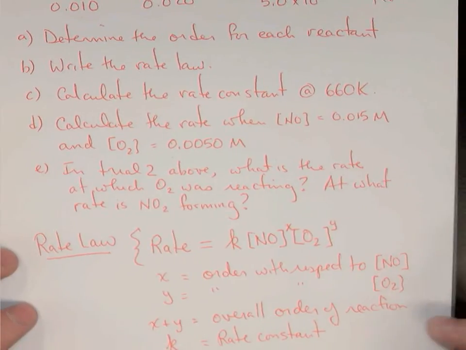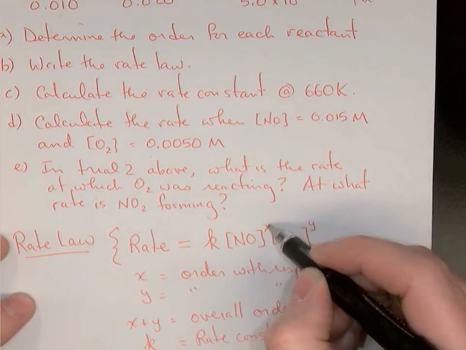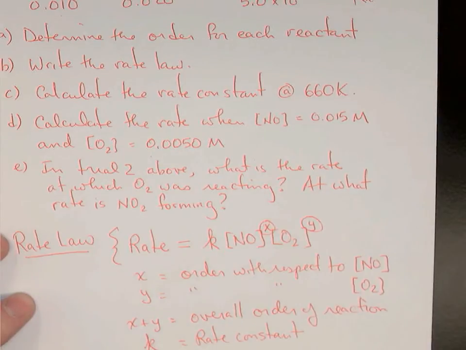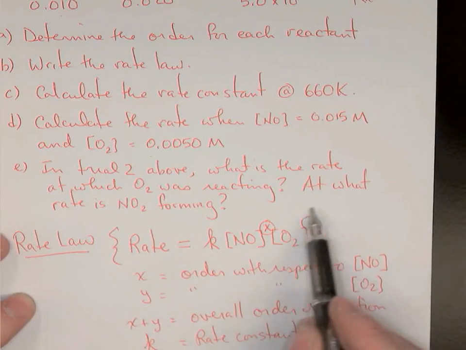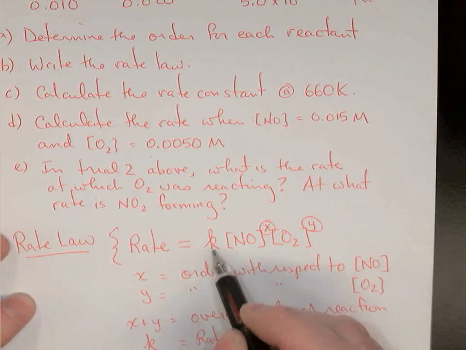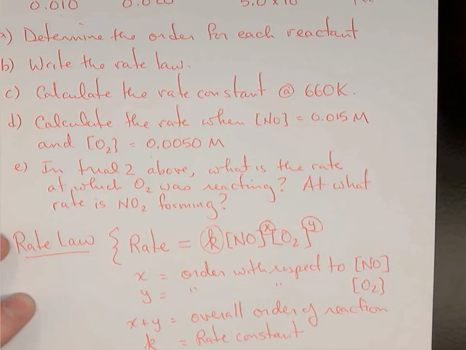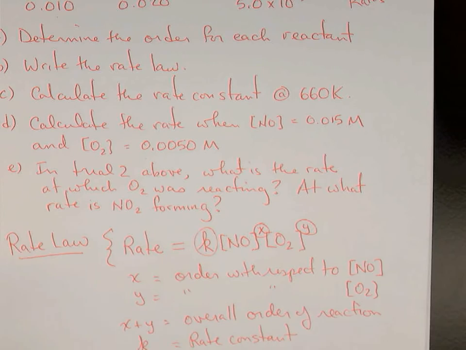So our job in this question, part A, said to determine the order for each reactant. So we're going to find out what X and Y are equal to. Part B says write the rate law. Once we know those exponents, those orders, we can just rewrite this statement and replace X and Y with the numbers. And then part C, calculate the rate constant. We'll calculate the value of K in this rate law, and then we'll use the rate law to calculate the rate when we know K as well as the concentrations of NO and oxygen in part D.